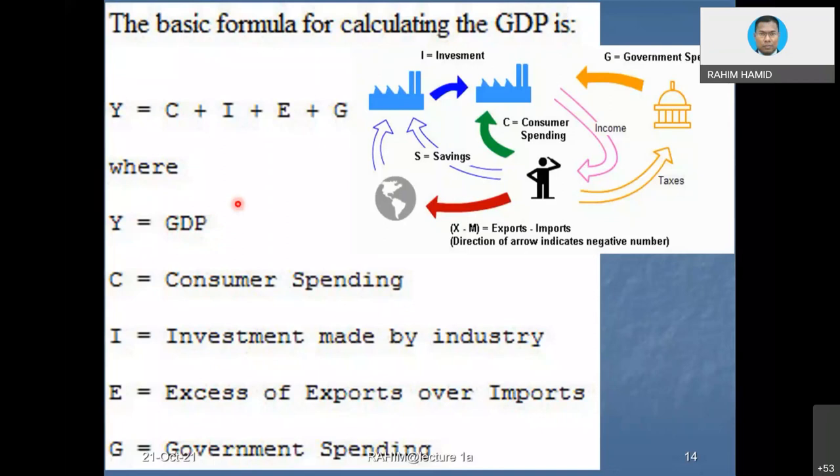So what inside the GDP? GDP consists of a few things that basically contribute to the whole amount of GDP. First, C is basically consumer spending.